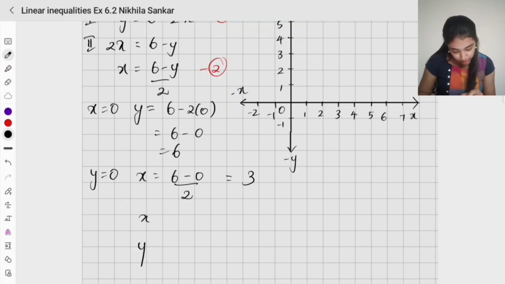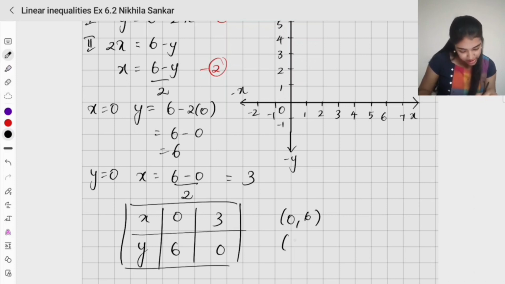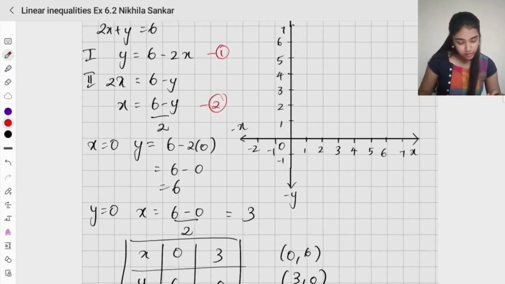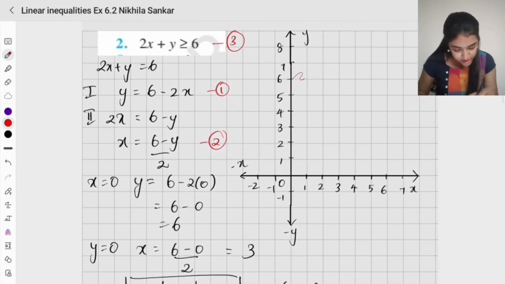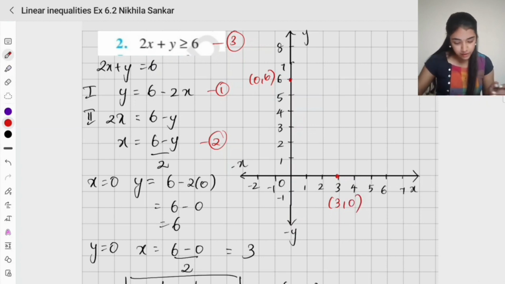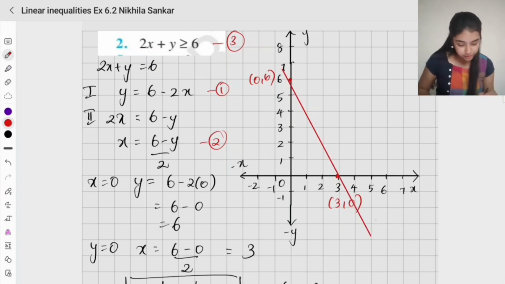So I'm going to draw the tabular column x, y. When x is 0, y is 6, when y is 0, x is going to be 3. Okay. So this is my tabular column. In the exam, write this tabular column. So what are my solutions? 0, 6 and 3, 0. I'm going to draw the solution graph using this 0, 6, 3, 0. So where is 0, 6? 0, 6, 3, 0. So 0, 6, this 3, 0. My graph is a straight line. So this is going to be my graph.